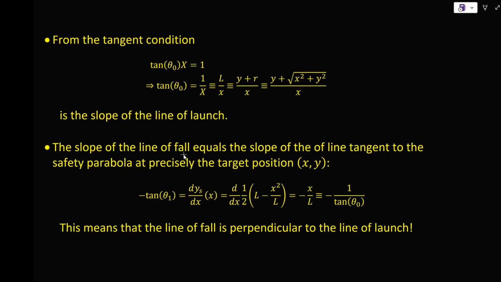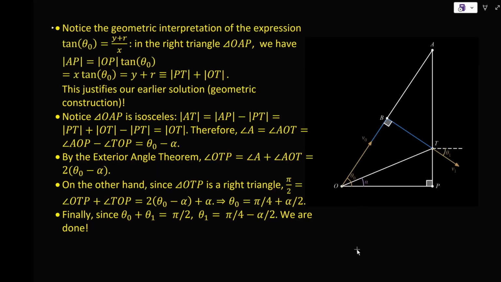So we have the slope of the line of fall equals minus tangent of theta 1. We use the minus sign because the slope of the line of fall is always negative and theta 1 is taken as positive. This, as discussed, is the derivative of the safety parabola, evaluated at x, the target position. This simplifies to just minus x over L. But we can see immediately this is exactly the negative reciprocal of the slope of the line of launch. This is a highly interesting result because this means that the line of fall is always perpendicular to the line of launch.